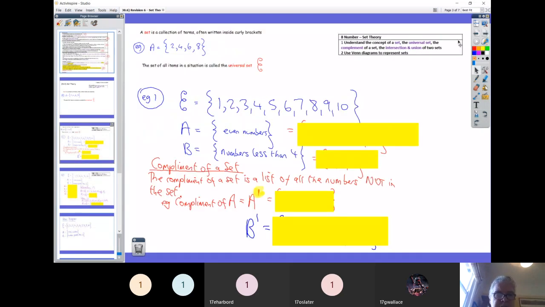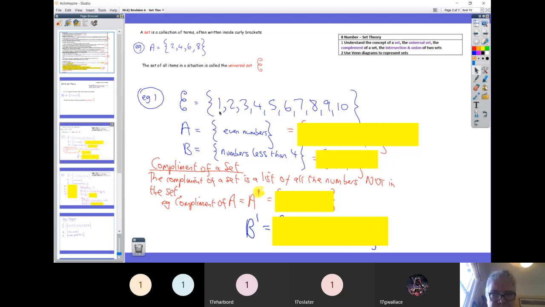I want us to just have a quick think about this example 1. Again, you've seen it before, it's the same slides. So you can just think of these in your head if you like, and then write them out later, or if you're a really quick writer, you could write these down now.